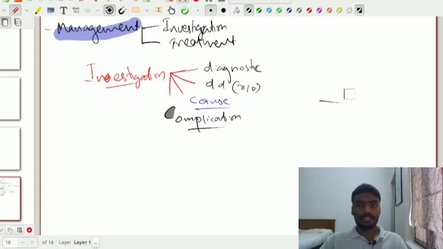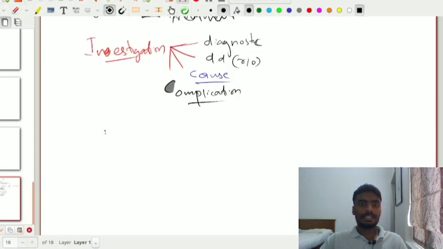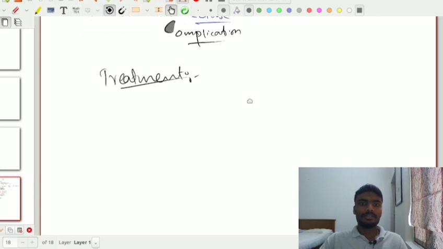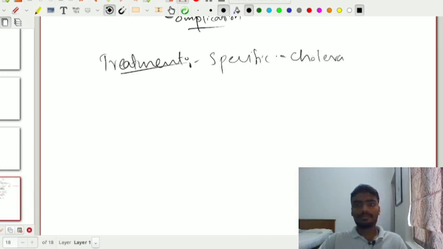So that is the another component. Then the fourth part of the management, the second component, is treatment, right? Suppose you are blank about the treatment of that condition. The treatment they have asked could be the specific treatment of that condition, right? Suppose you are dealing with cholera. The question was asked regarding cholera. You do not know the specific treatment for cholera, what antibiotic we are going to use, right?